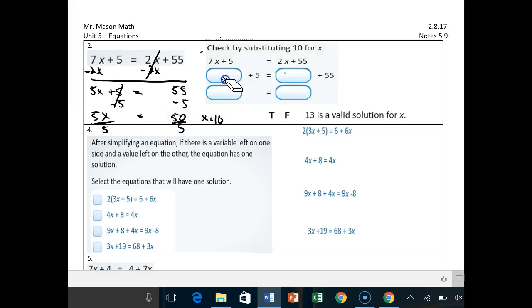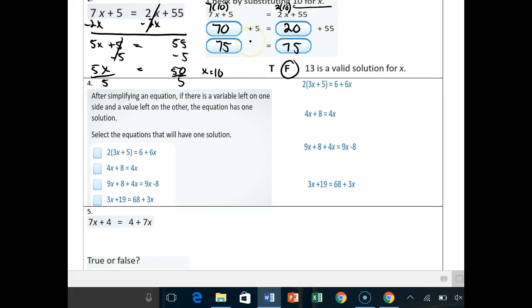So now what they want you to do is plug in and check to see that 10 is the answer. So you have 7 parentheses 10 and 2 parentheses 10. Instead of x, we plug in 10. So this is 70 plus 5 is equal to 2 times 10, 20 plus 55. 70 plus 5 is 75. 20 plus 55 is 75. So we know we have the right answer. So is 13 a valid solution? That's false. The only valid solution is 10, because we just checked to see that both sides are equal. When you plugged in 13, both sides would not be equal.